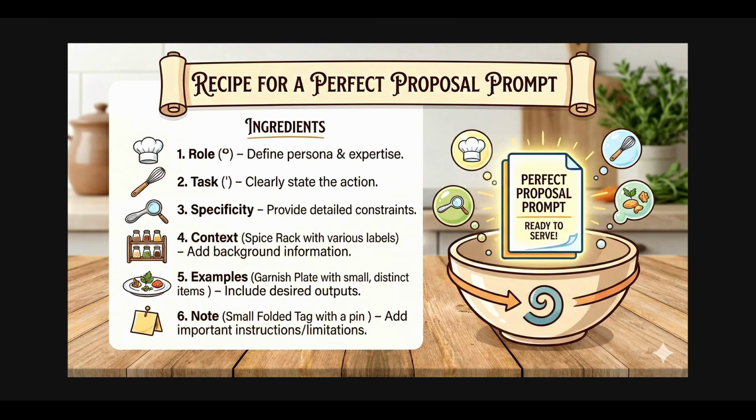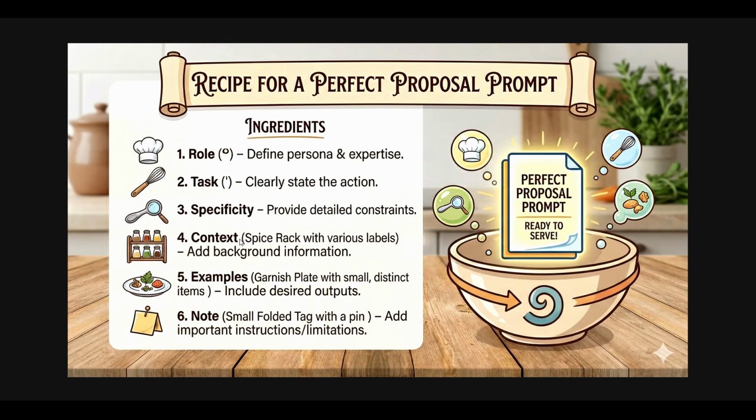So as I promised here, I'm going to give you a really good bonus pro tip on how to have your perfect proposal prompt. As with any prompt, the things that you're really going to need to optimize the prompt even more are, first, a role. That just means to define a persona and an expertise. Tasks, clearly state the action. Specificity, provide detailed constraints. Context, that's the thing that the LLM really needs.